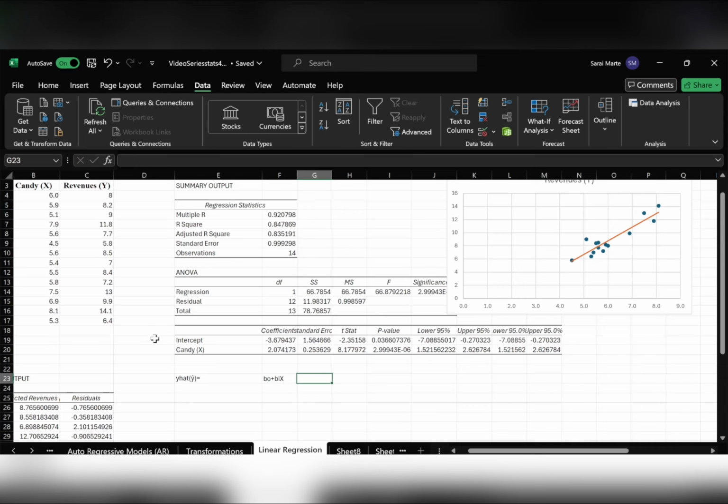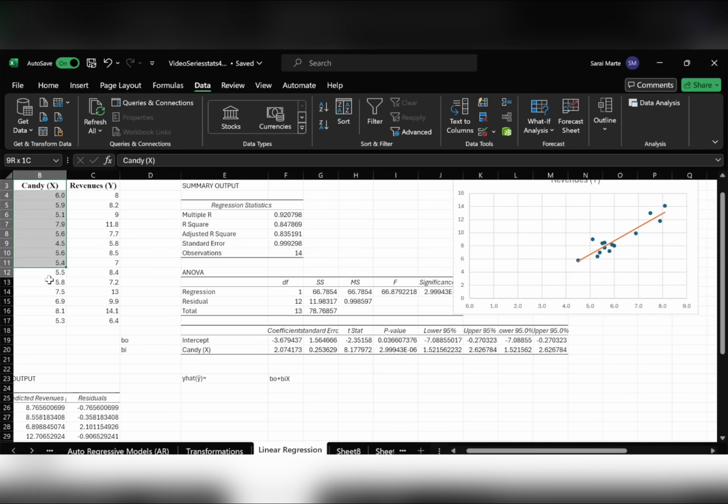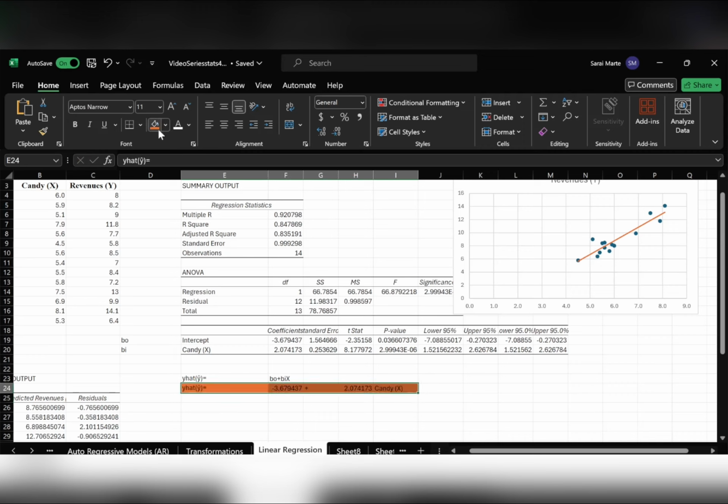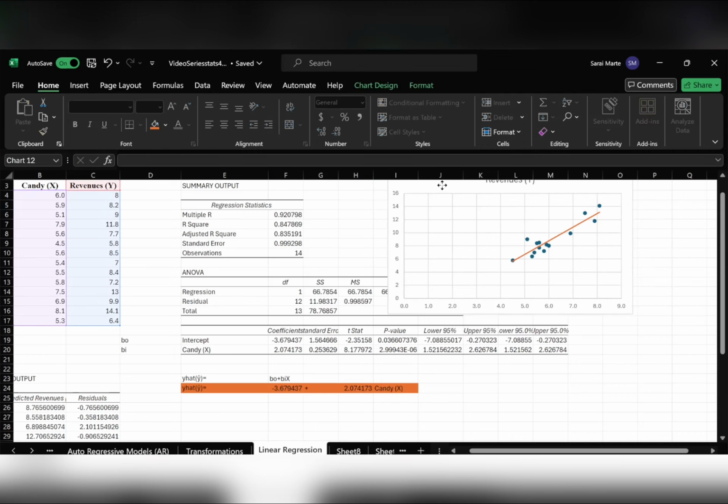And so in the summary output, it's in order. The intercept is our B0, and B1 is just the slope of this column, candy X, over here. So in other words, this is equal to our B0, which is our intercept, which is this, plus our B1, which is the slope of this column, candy, over here. So that's just going to be that times the actual variable. And this is the equation for this orange line over here.